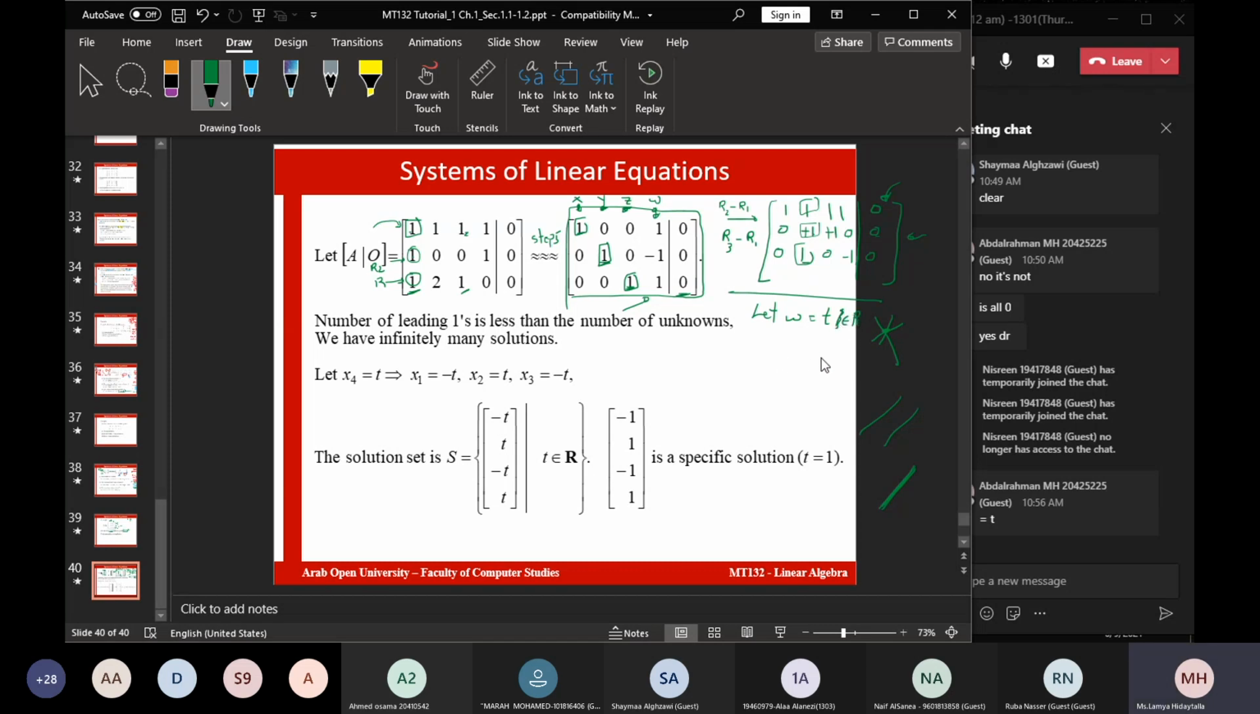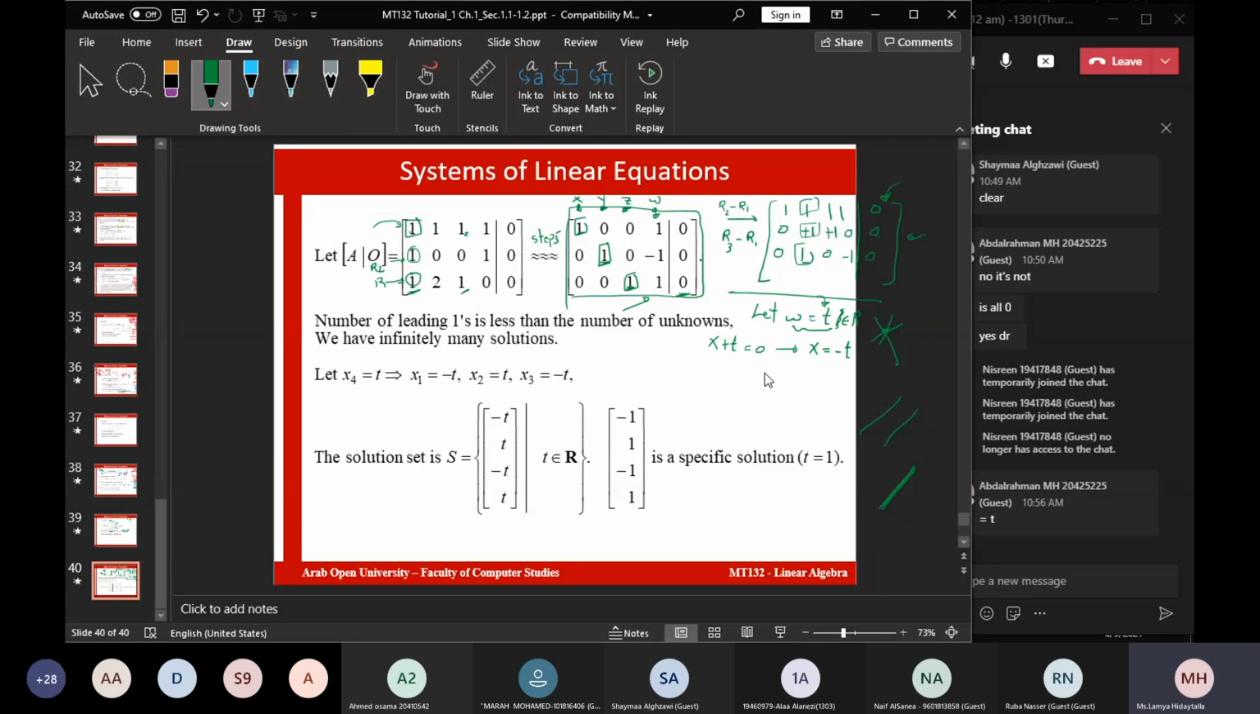Such that t belongs to the real numbers, it's any real number. And then we get our solution depending on that. This is why we call it a dependent solution. So we have 1 times x plus w equals 0. But I said that w equals t, so plus t is equal to 0. That implies x is equal to minus t.